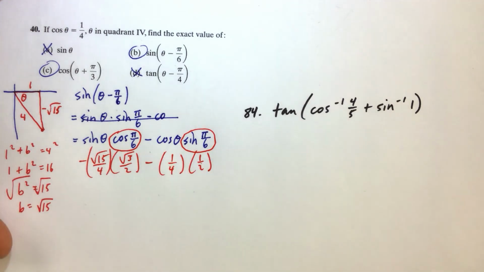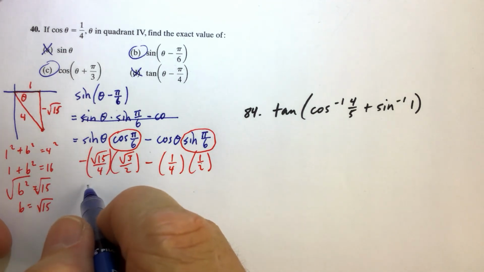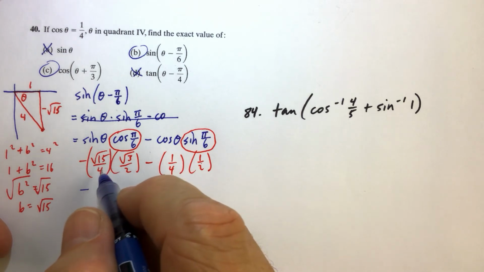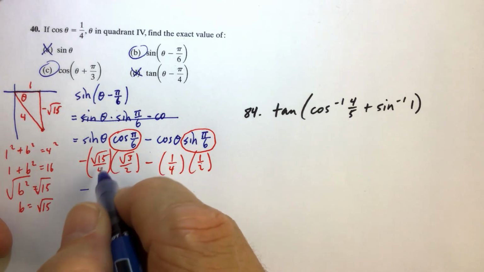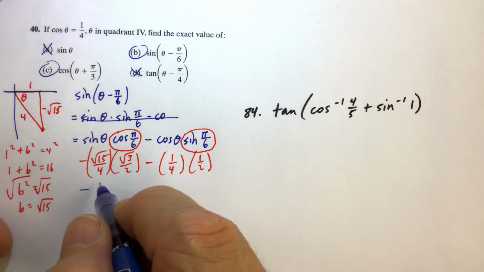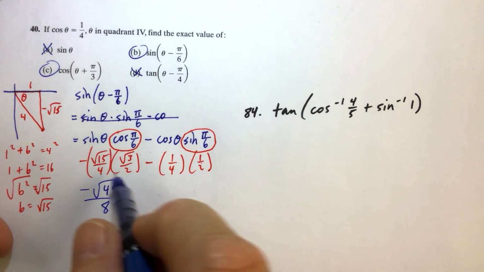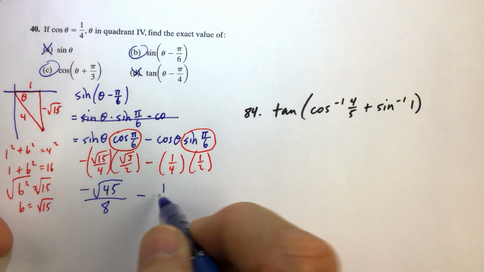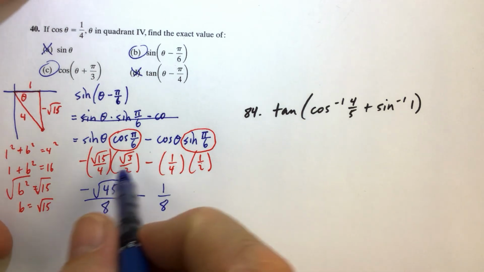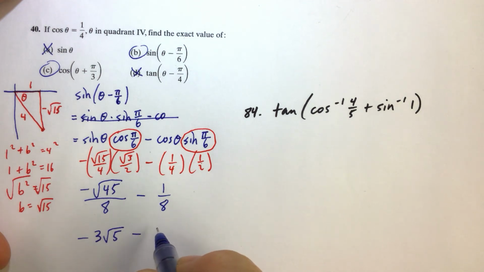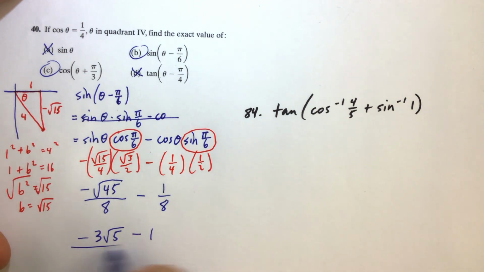So 1/4 there. And how do we write this? We would write this as negative radical 45. Now, if you want to, you can, if you know that that's 3 radical 5, that's fine. If you want to write the radical 15 as radical 3 times radical 5, or you just combine them and then deal with it later. You have negative radical 45 over 8 minus 1 over 8. That's why I didn't cancel anything, because I want to keep that denominator the same. And then radical 45 can be simplified to 3 radical 5. So we have negative 3 radical 5 minus 1 all over 8.